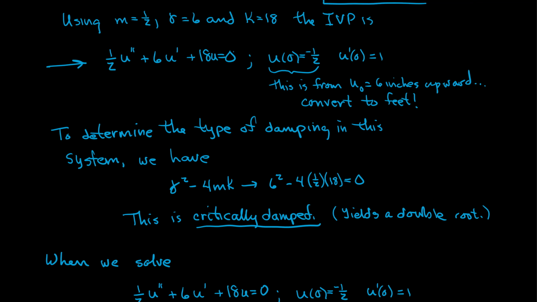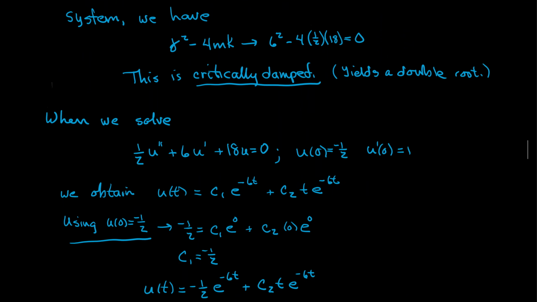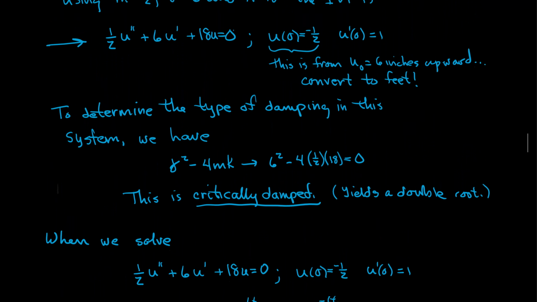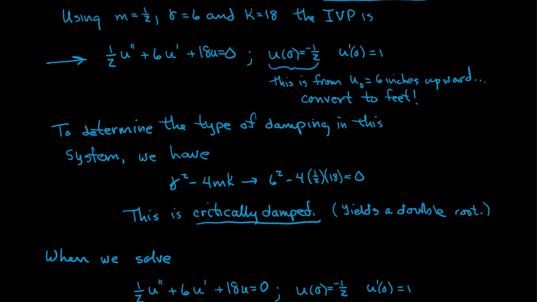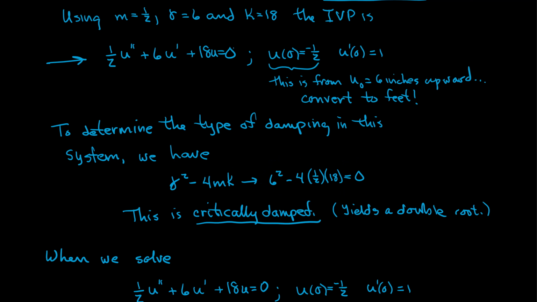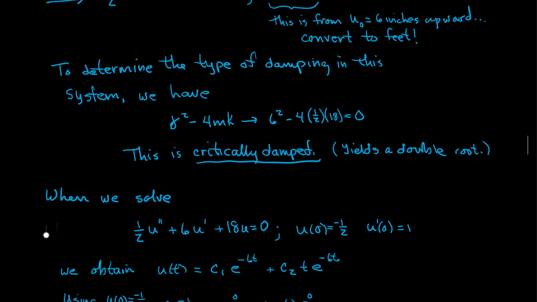To determine the type of damping that we have in this system, what we want to do is check gamma squared minus 4mk. Let's go back up here. Here we go. At the top of the screen, once again, we can see that our gamma is 6. So we have 6 squared minus 4 times m, m is a half. Actually, you can see them all over here. And the spring coefficient is 18. This is going to give us 36 minus 36 is 0. This is critically damped. This system is critically damped. It's going to yield a double root.